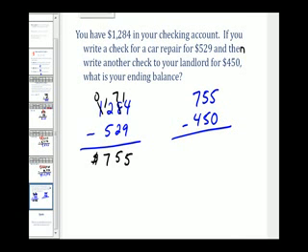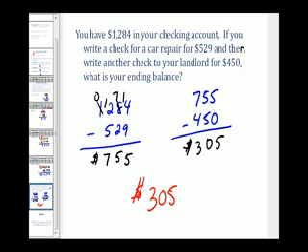and this will give us the ending balance once the checks clear. So 5 minus 0, that would be 5. 5 minus 5, that would be 0. And then 7 minus 4, that would be 3. So the new balance of the account will be $305 after those two checks clear.